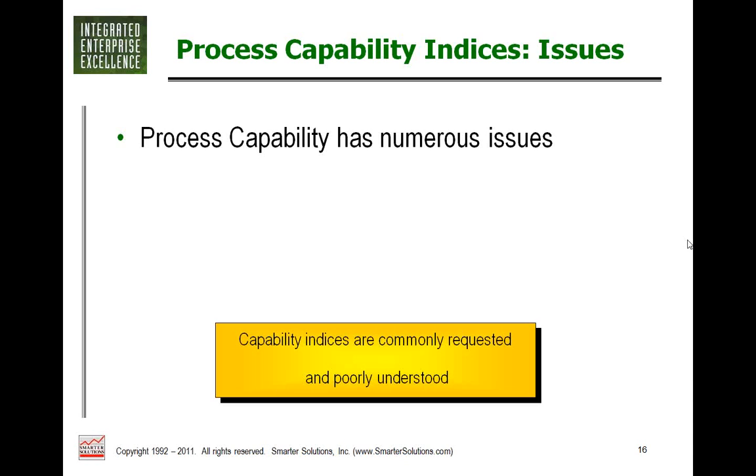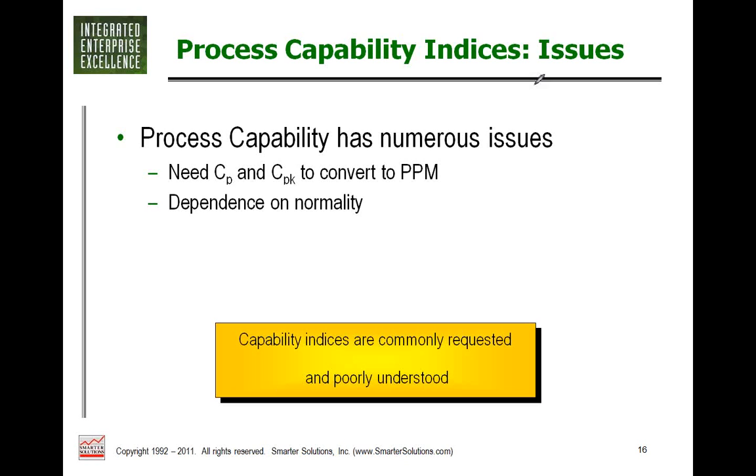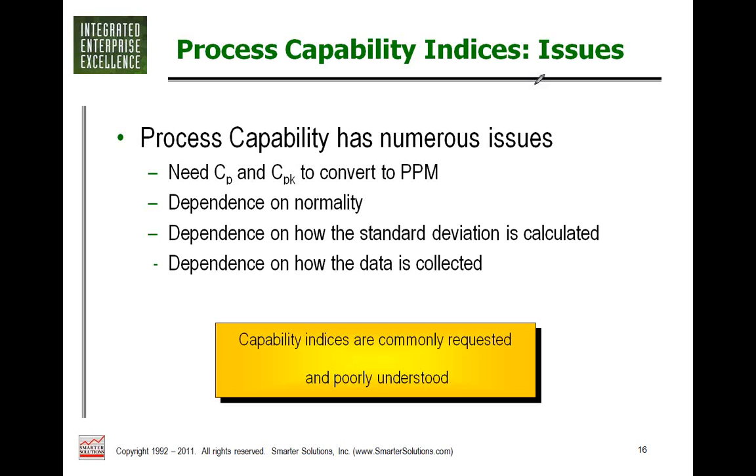So process capability issues, well, there's quite a few issues with process capability. Often what happens is people want to convert CP or CPK values to parts per million. But you really need to have CP and CPK if you have a two-sided specification limit. Something that often is not thought about. Very important. Talked about normality. And again, how it's calculated, and also how it's sampled. In other words, you could have two different suppliers producing the same kind of parts, but if one samples with an X bar and R chart approach, and another does it with individuals, you can get quite a bit different result for the reported CP and CPK value.